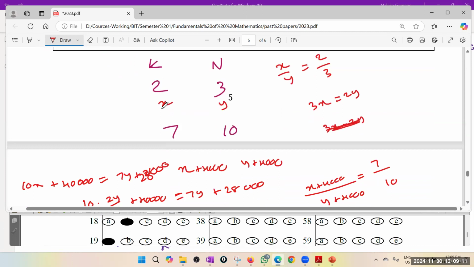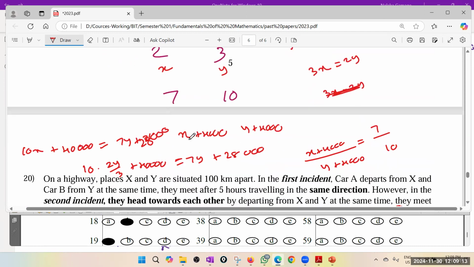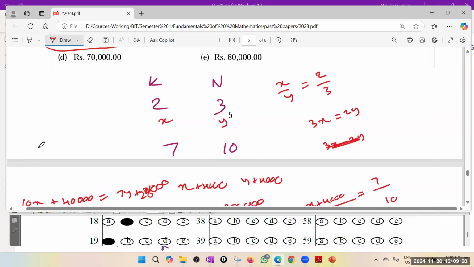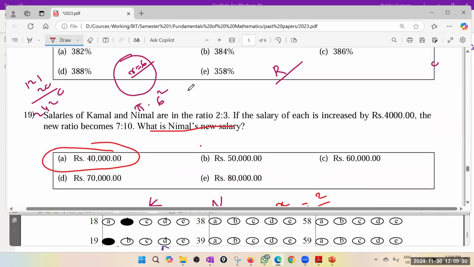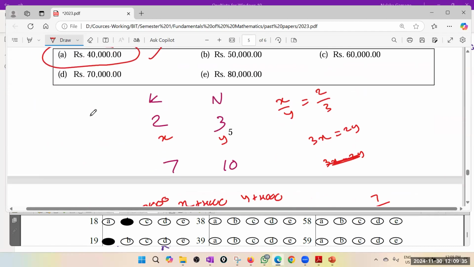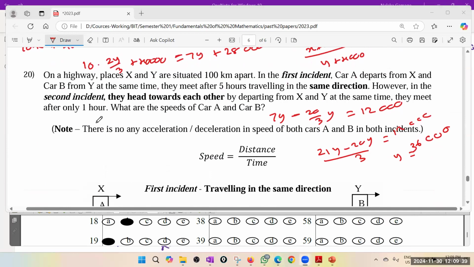So I just took it as X and Y, then X plus 4,000 and Y plus 4,000. Then I wrote one ratio, X divided by Y, and another ratio, 7 to 10. Then I did the substitution because I have the two equations. It's a little bit challenging, but doable. So the answer is A.